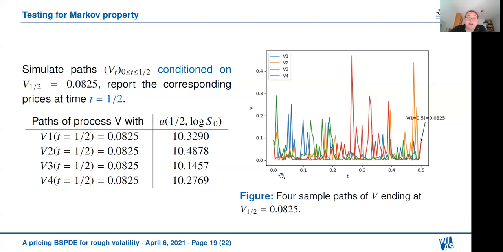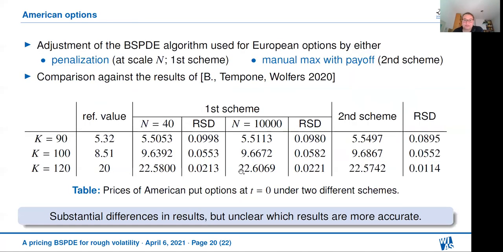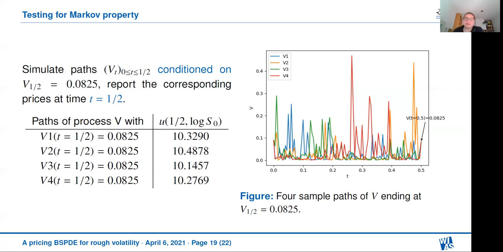And now we compute, also the stock price is the same, of course. Now we compute the option price at time 1/2. And of course, if this was a Markov process, then you would get the same number in all the four rows, because for a Markov process, only the value at time 1/2 would matter. But here you see that you have considerable differences in the prices. So this process is considerably non-Markov, I would say. Admittedly, this is not a very scientific argument here. These are just four samples, but still, I think it's an interesting observation.